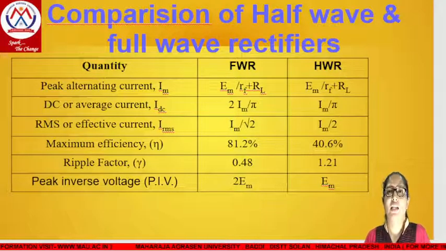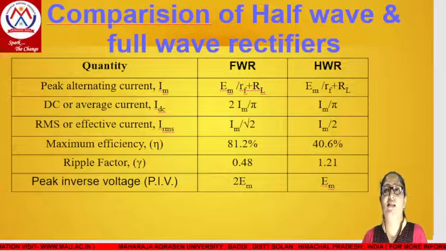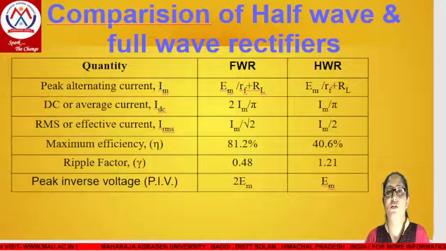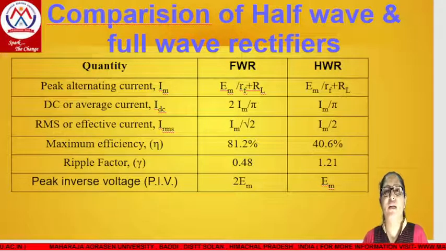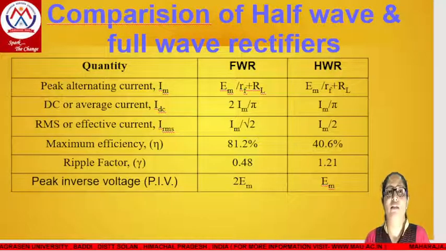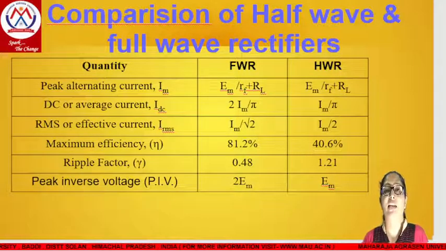Ripple factor. The ripple factor is very high in the case of the half wave rectifier. You can see its value is 1.21, and in the case of the full wave rectifier the value reduces to 0.48, which is a very important and crucial factor. We need this ripple factor to be very low. Peak inverse voltage: the value in the case of the half wave rectifier is EM, and in the case of the full wave rectifier the value of peak inverse voltage is 2 EM, which is again double the value we obtained in the case of the half wave rectifier.